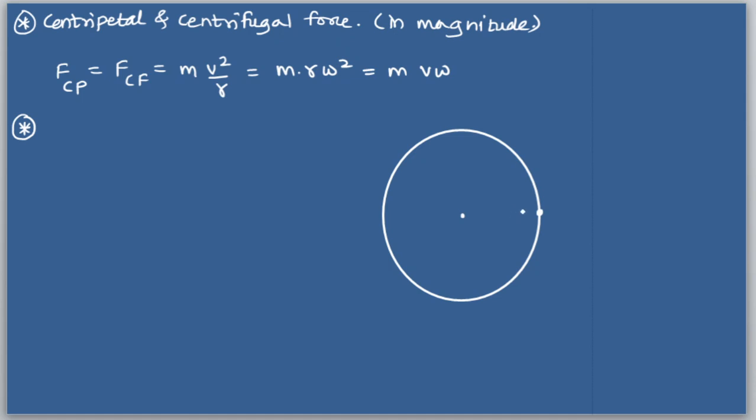Okay, and the centripetal and centrifugal force do not form the action reaction pair, because an action reaction pair is formed if the action is on the first object and the reaction is on the other object. So always remember, centripetal force and centrifugal force do not form the action reaction pair.